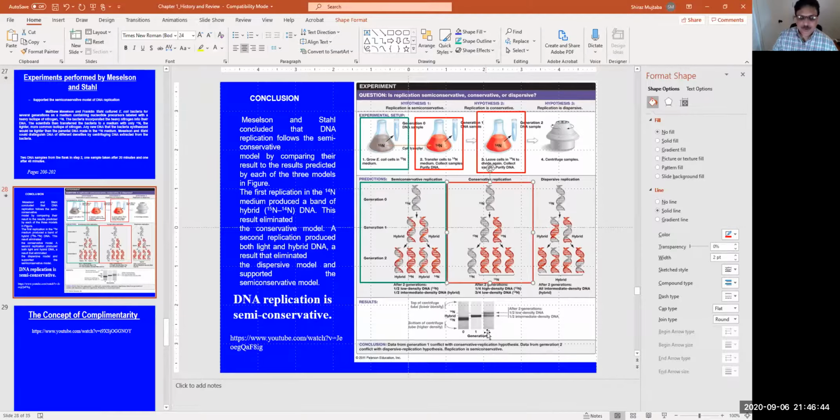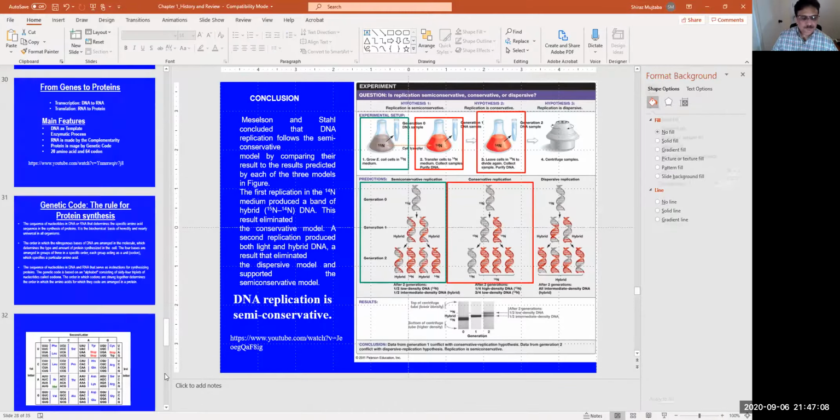So scientists, long story short, using N15 as a radioactive isotope, could figure out that the mode of replication is semi-conservative. And at the bottom of this slide, there's a YouTube link that you must watch.